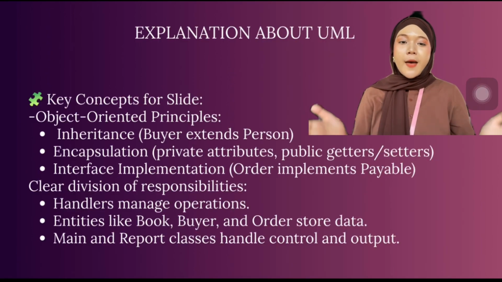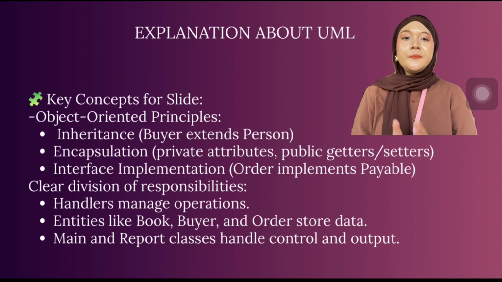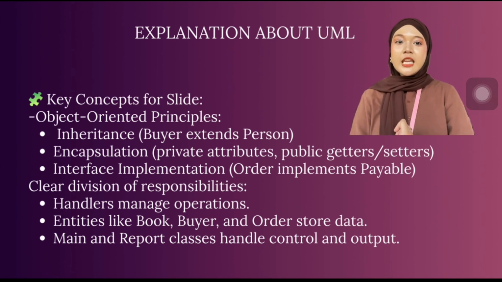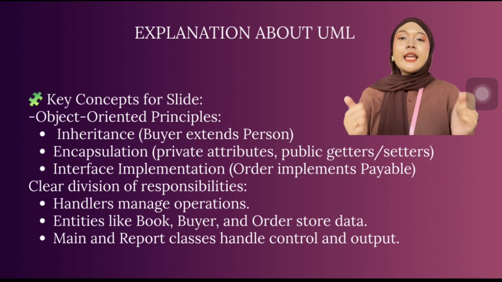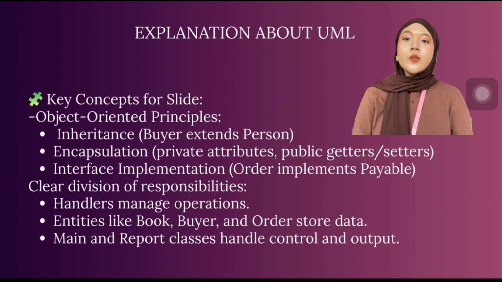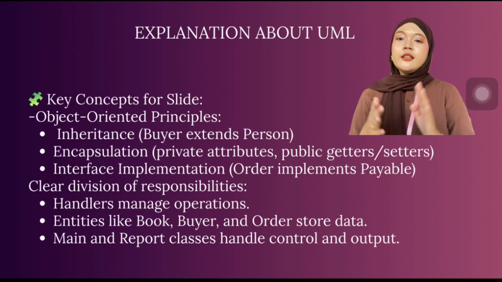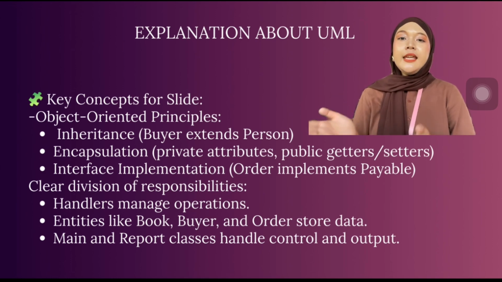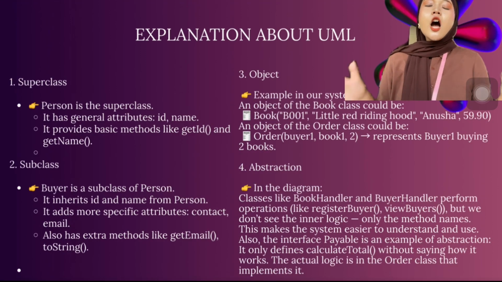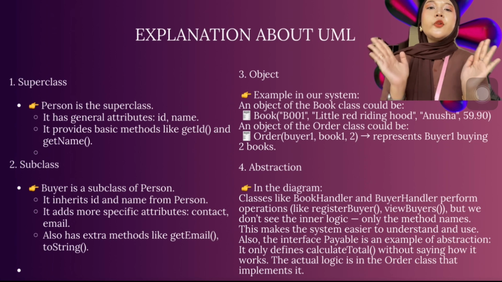Key concepts for the UML diagram. Object-oriented principles like inheritance, where Buyer is a Person, and encapsulation, with private attributes and public getters and setters. For interface implementation, like polymorphism, they implement Payable. There is a clear division of responsibilities, like handlers that manage operations, and entities like Book, Buyer, and Order that store data. Main and Report classes handle control and output. Then, I will continue explaining more about the UML diagram.